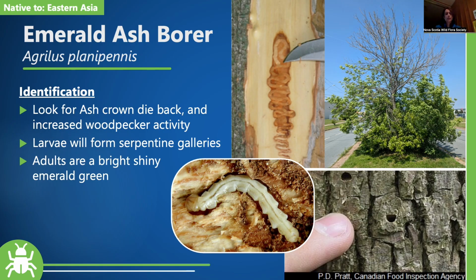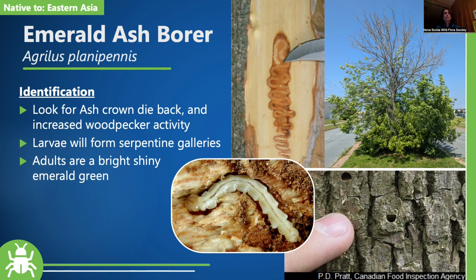So in terms of identification, one of the best symptoms to look for is ash crown dieback, as shown in that image there. And you start to see a lot of shoots coming out from the base of the plant, to compensate for the fact that, due to the feeding of this beetle, it is basically cutting off the flow of nutrients to the leaves. And so it's compensating there. And you'll see a lot of these shoots coming up from the base.